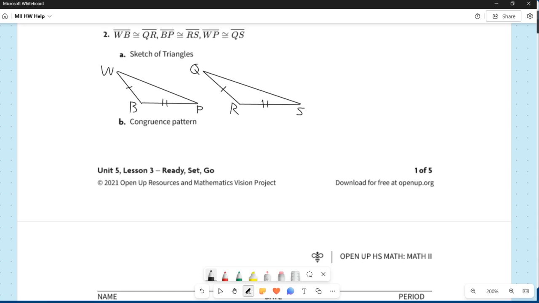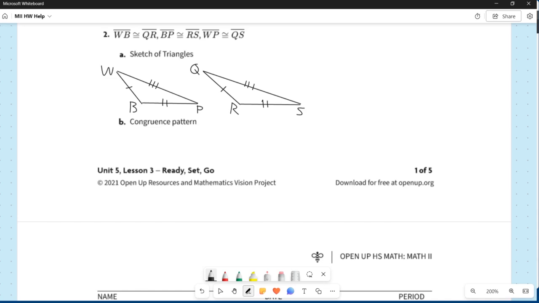Our third statement is that side WP, which is already labeled on the left, is congruent to side QS, which is also already labeled. So I just want to indicate that those are congruent, and this time I have to go with 3.